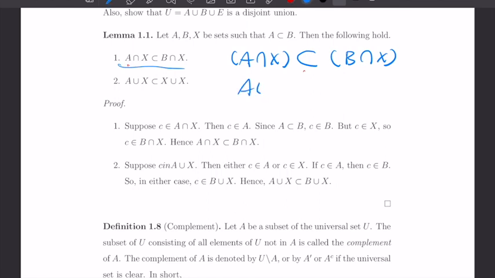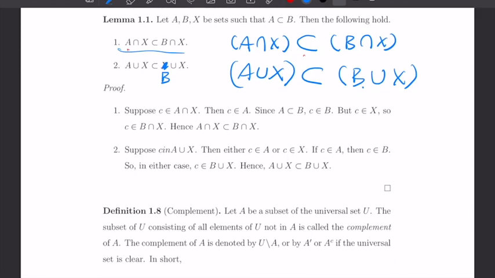And of course this means A union X is a subset of B union X. Oh, this is not X, sorry. This should be B. It's a typo. Okay. So in this lecture, we try to prove every lemma or theorem.